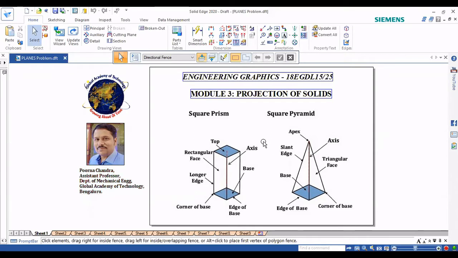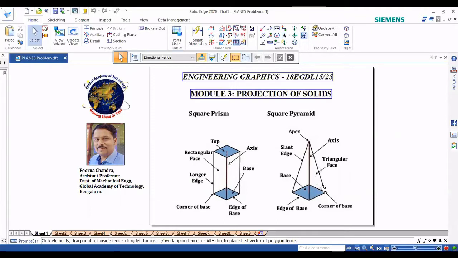So today we'll discuss projection of solids. Under that we shall discuss square pyramid. So what is meant by a square pyramid? A square pyramid consists of a square base, and from the midpoint of the square, if you project the center axis, then it will be the apex. If we join the apex to all the corners of the square, we get a square pyramid.